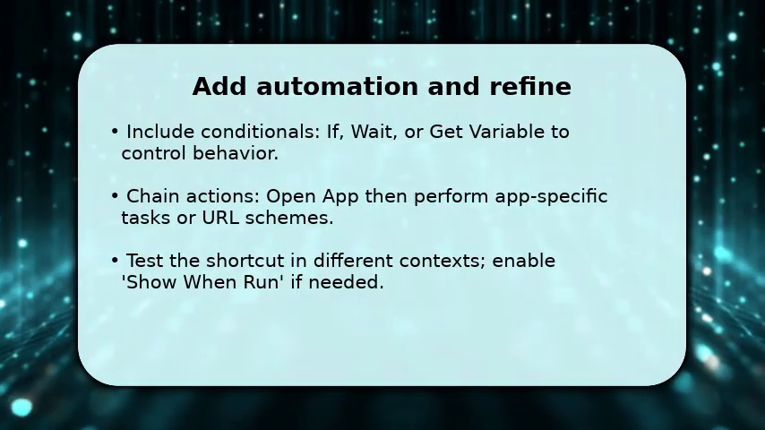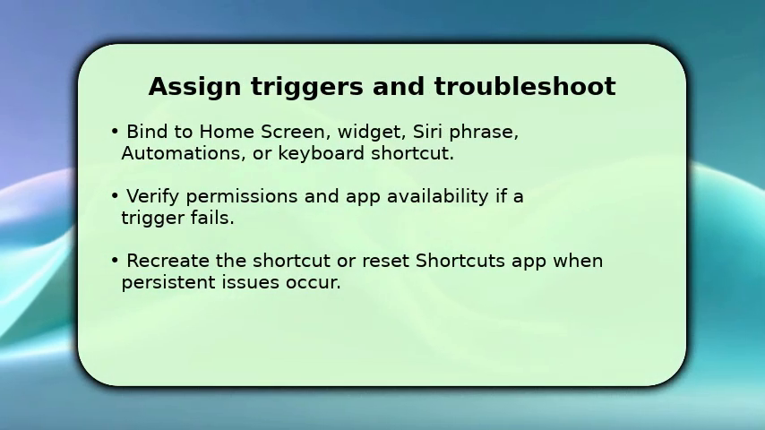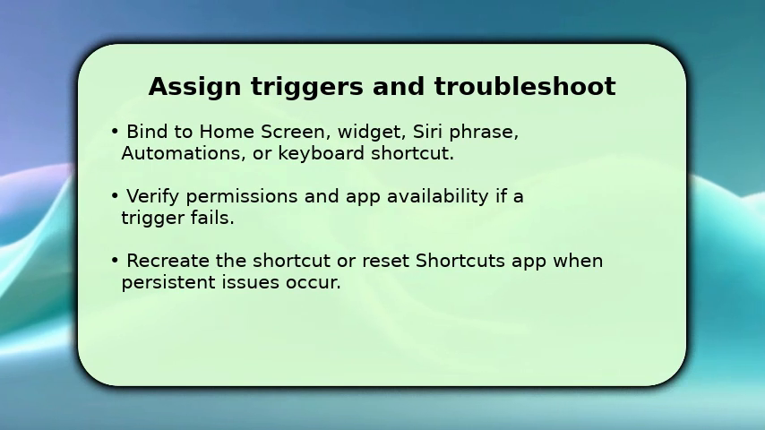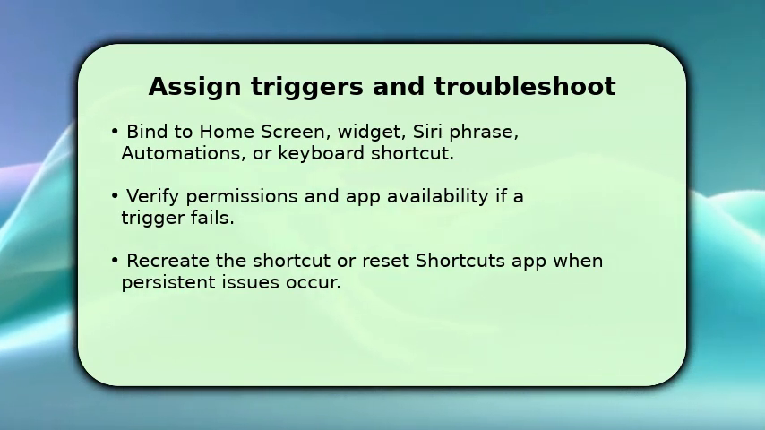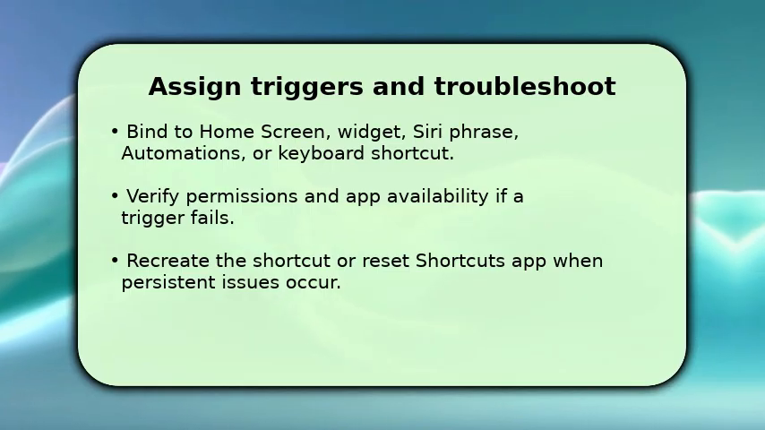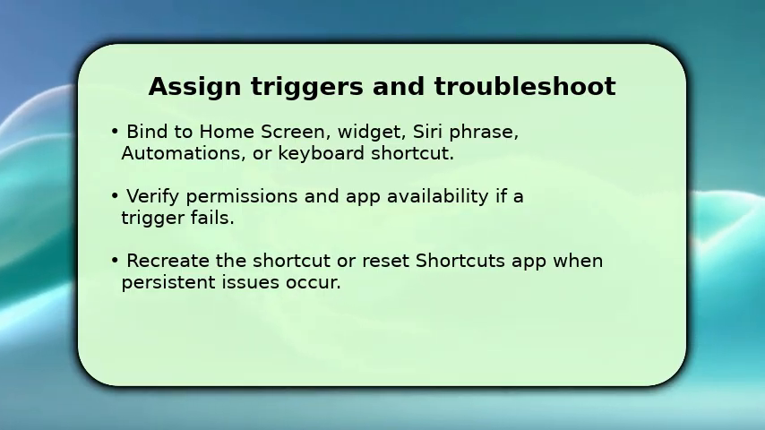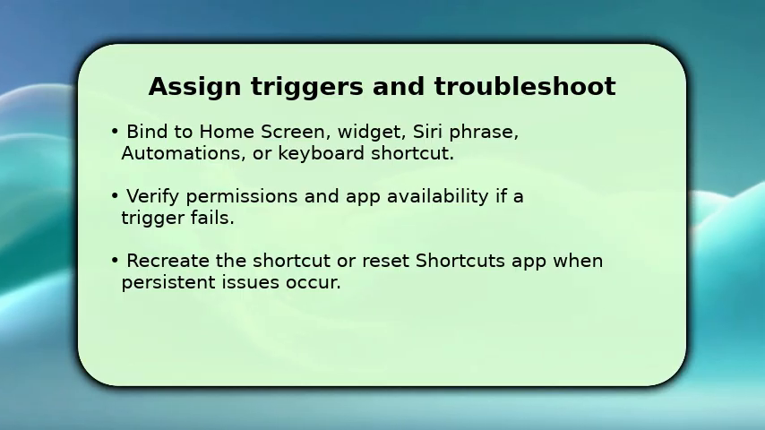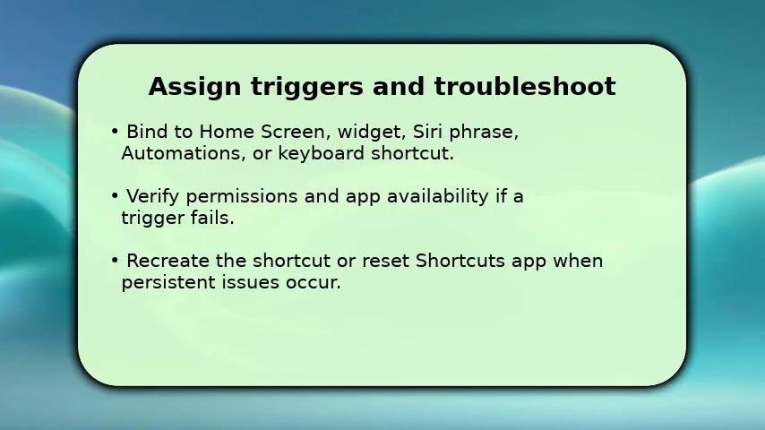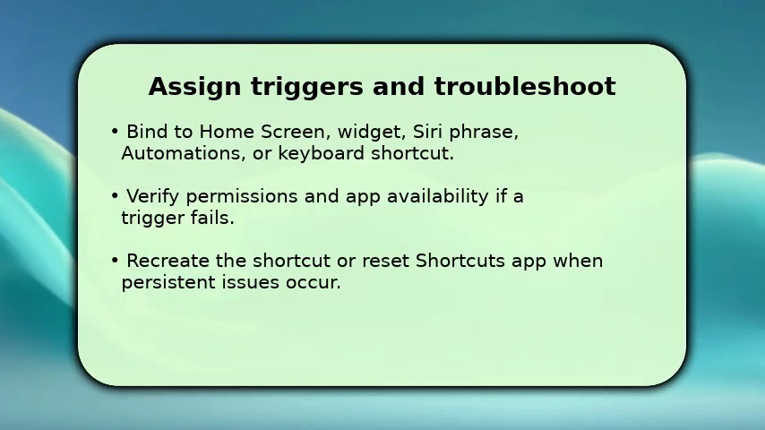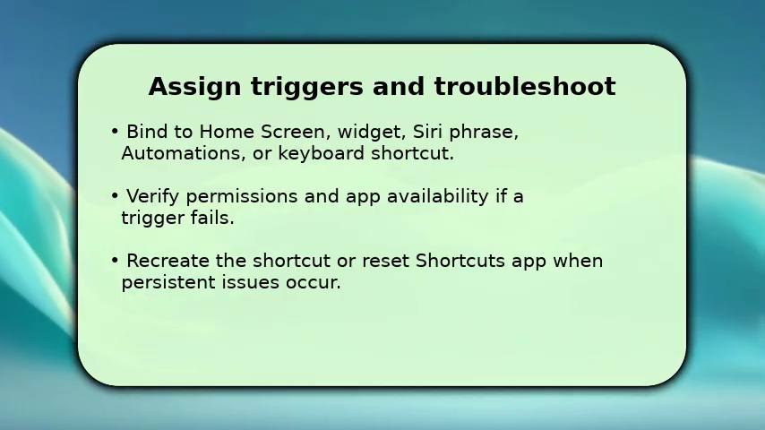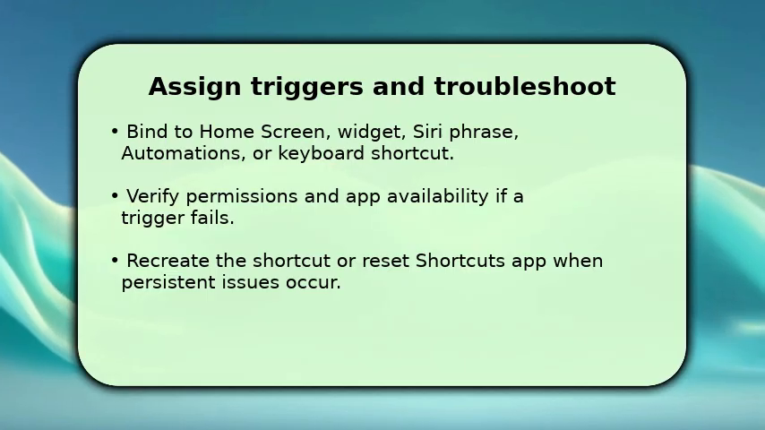Finally, assign the trigger that matches how you work. Add to home screen, place a widget, attach a Siri phrase, or bind a keyboard shortcut for quick access. Widgets and home screen icons are visual, Siri is hands-free, and keyboard shortcuts are the fastest on a computer. If the app won't open, check permissions and whether the app is installed. If problems persist, recreate the shortcut or reset the Shortcuts app to clear corrupted states.